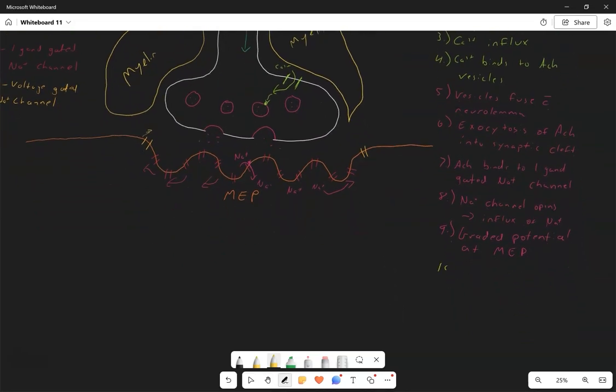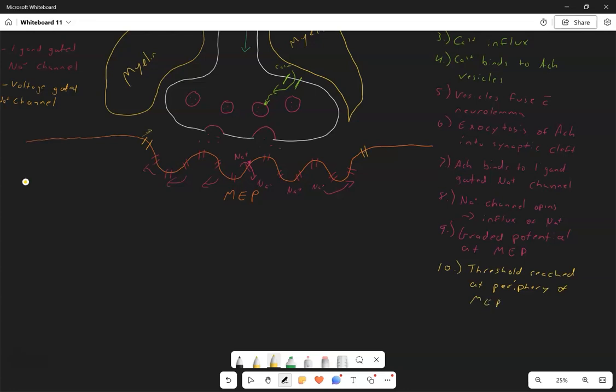Okay, so step 10 is we're going to say threshold reached at periphery of motor end plate. Remember that periphery where it's raised is called Doyer's eminence, right? So periphery of motor end plate.